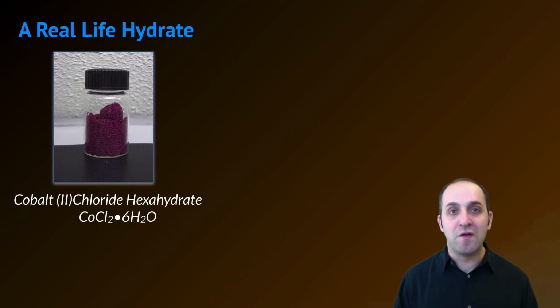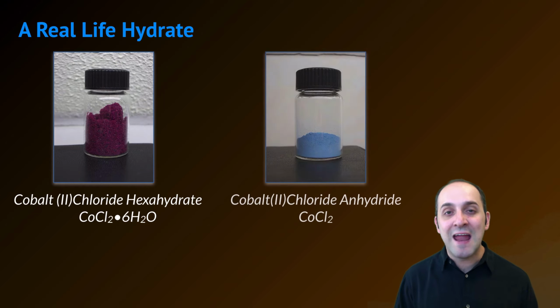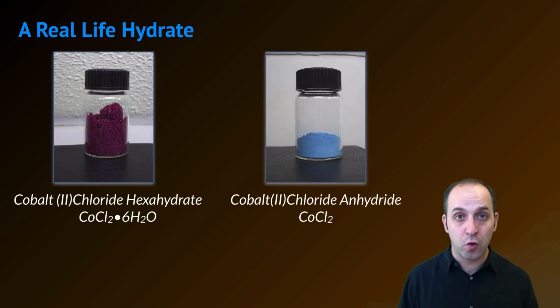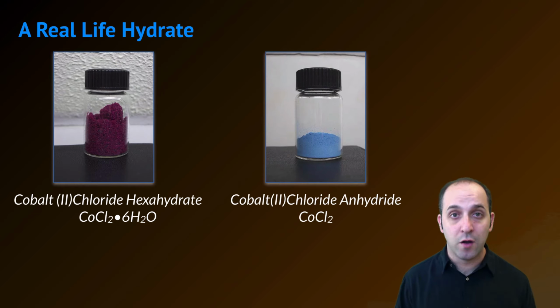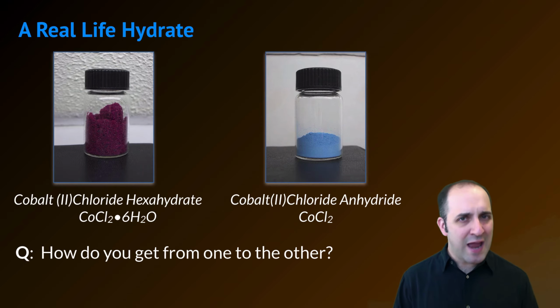Here's an example of a hydrate. This crystal is cobalt(II) chloride hexahydrate, which has the formula CoCl2 with that dot, and then 6H2O for hexahydrate. This is the anhydrous version of cobalt(II) chloride. We've removed the water from it. My question to you is, how do you get from one to the other? How do we go from the hydrate to the anhydride? Take a moment and see if you can think about the answer before we go to the big reveal.